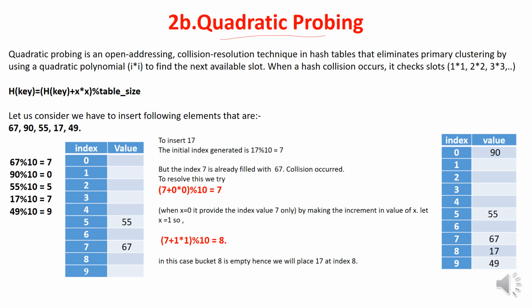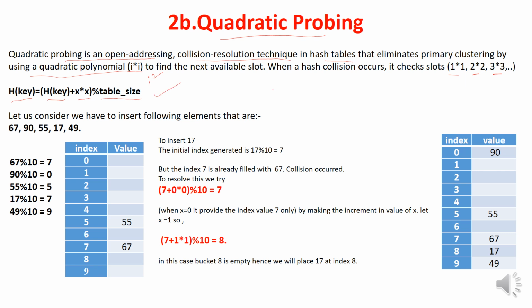Quadratic probing. Quadratic probing is an open addressing collision resolution technique in hash tables that eliminates primary clustering by using a quadratic polynomial, I into I or I square, to find the next available slot. When a hash collision occurs, it checks slots 1 into 1, 2 into 2, 3 into 3, etc. So hash key is (hash key plus x into x) percentage table size. If collision occurs, we use this function.